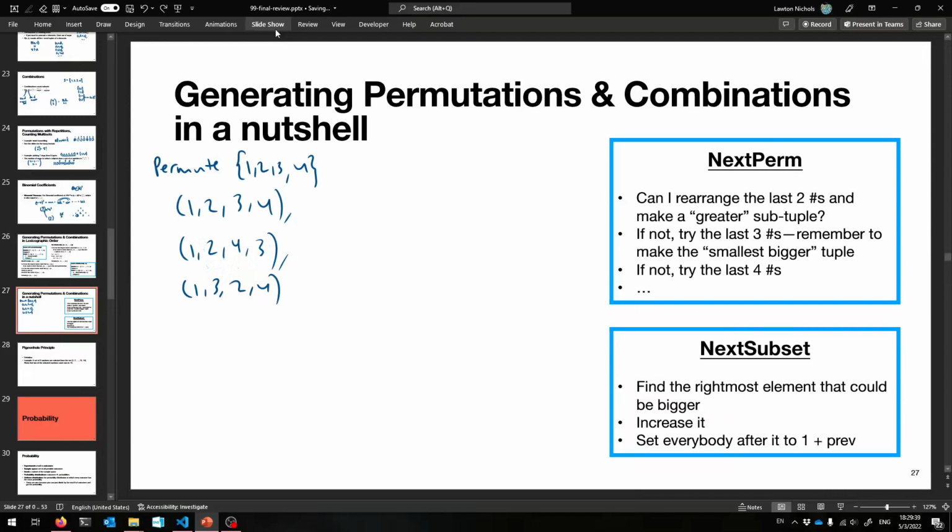All right, then we have 1, then we have 2, 4. Let's always go back to this one. Can I rearrange the last 2 only and make the next bigger one? Yeah, I can do 4, 2. So 1, 3, 4, 2 is the next tuple in order.